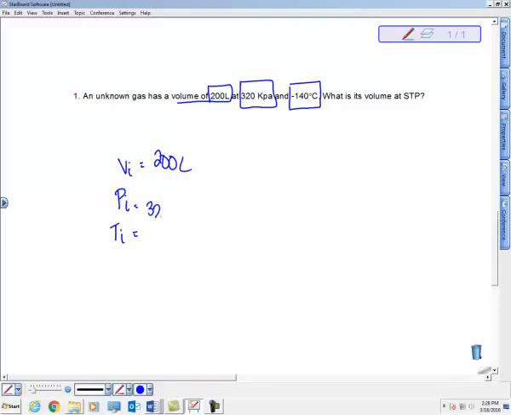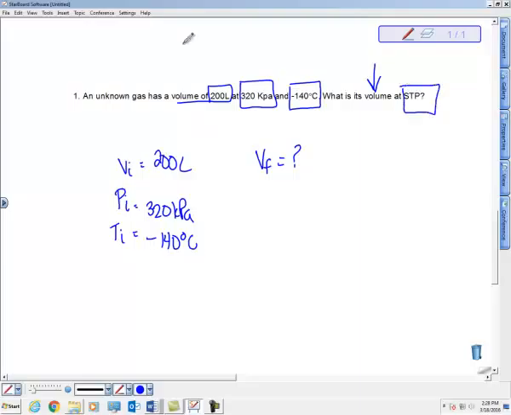This is 320 kilopascals, negative 140. Careful, that's degrees Celsius. Okay, what is the new volume? We don't have our final volume, question mark, at STP. That stands for standard temperature and pressure.